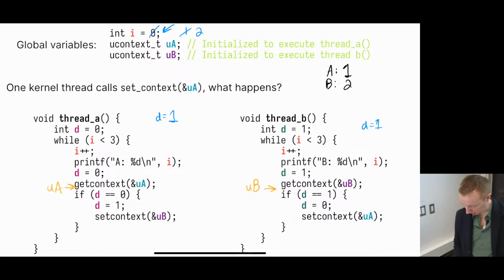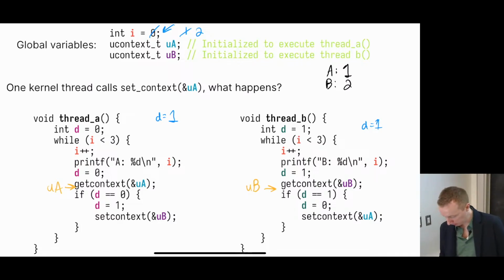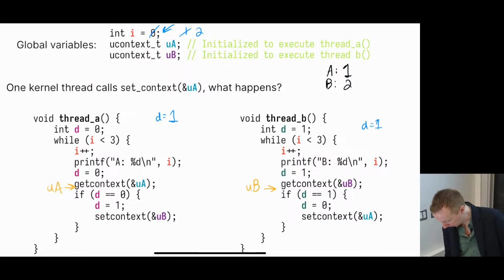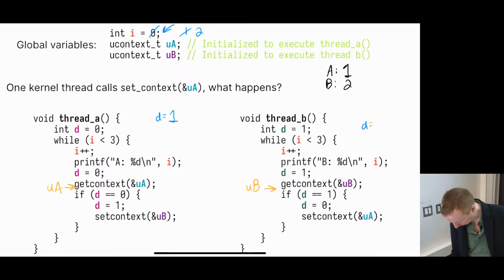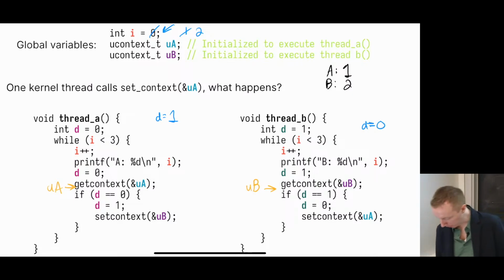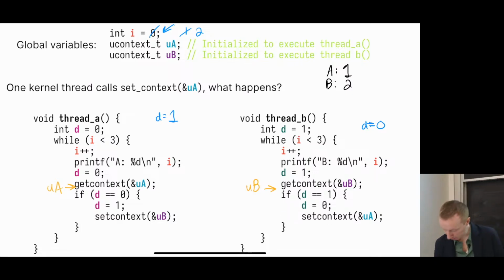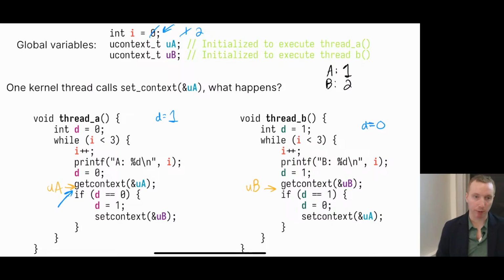I set UB essentially equal to here. And then I check if D is equal to 1. Currently it is, so I set D equal to 0. And then I do a set context here to UA. So I come back and I resume right here.